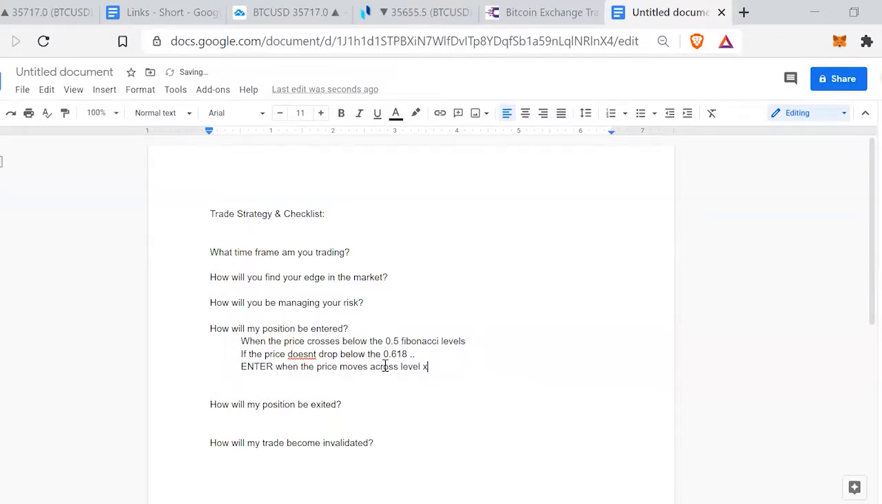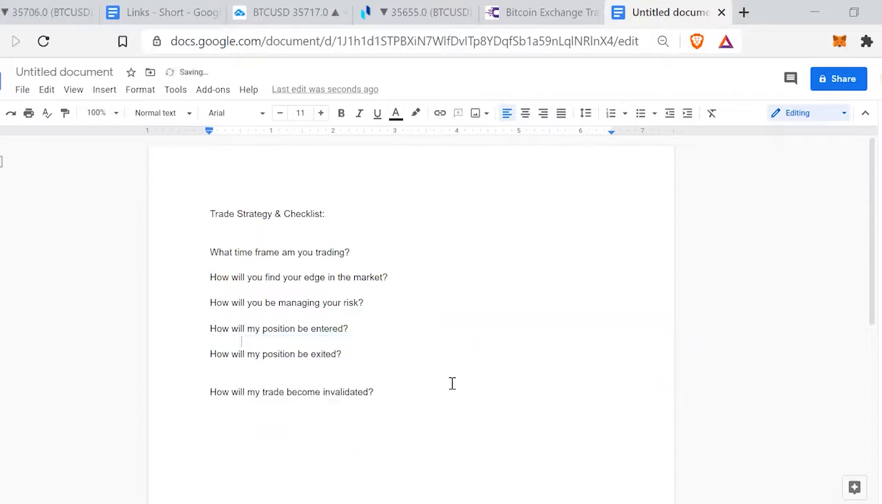So figure out what your strategy is going to be, how you're going to enter, and make sure you write it down. Make sure you're always going back and checking those parameters to make sure that they are valid and you're entering properly with your strategy. You're having these written down.